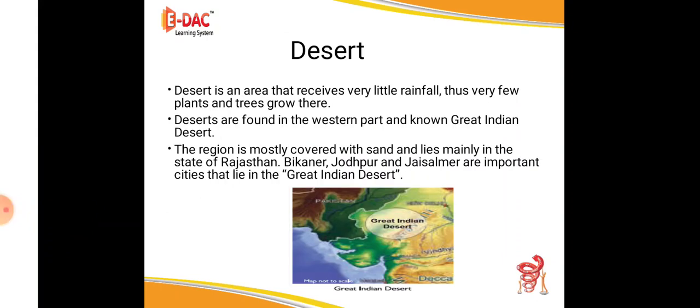Desert. A desert is an area that receives very little rainfall. Thus, very few plants and trees grow there. Deserts are found in the western part and are known as the Great Indian Desert. The region is mostly covered with sand and lies mainly in the state of Rajasthan. Bikaner, Jodhpur, and Jaisalmer are important cities that lie in the Great Indian Desert.